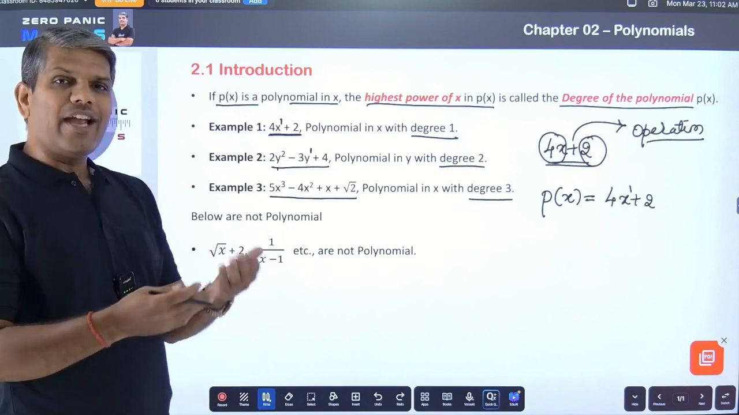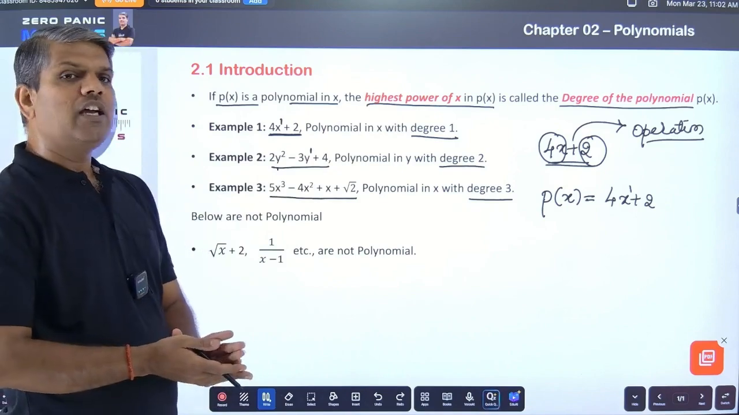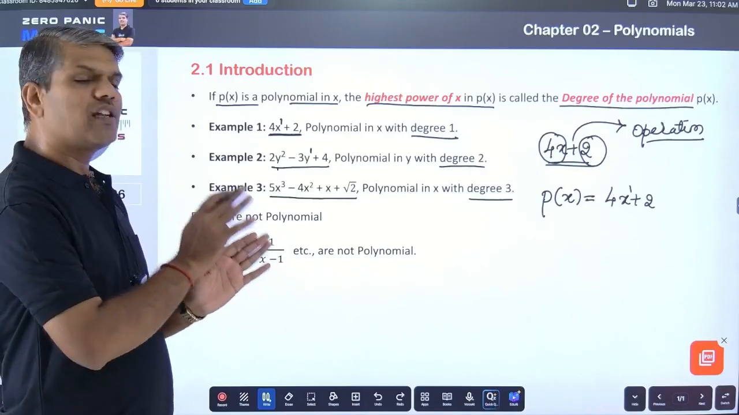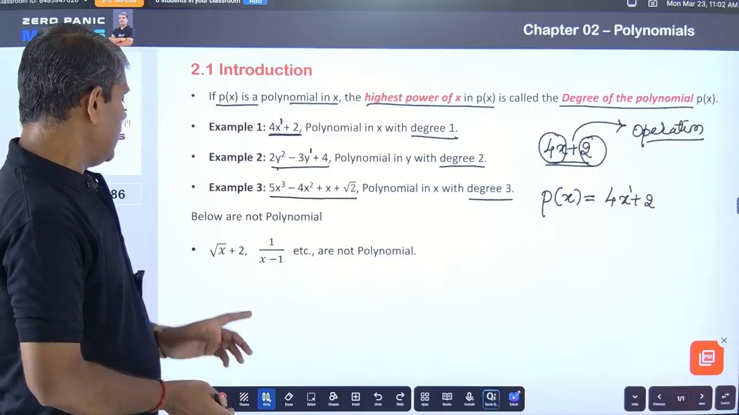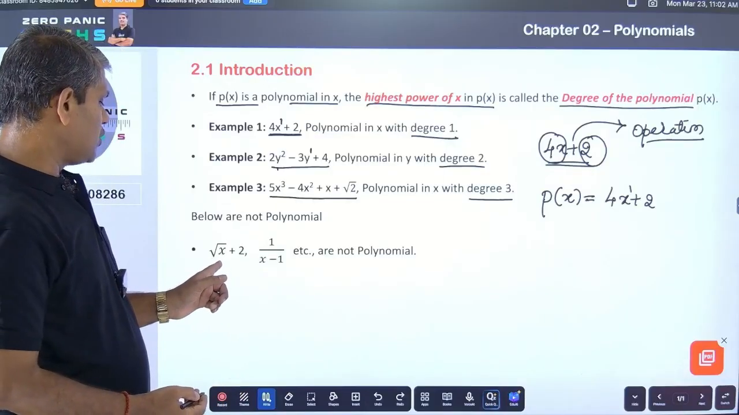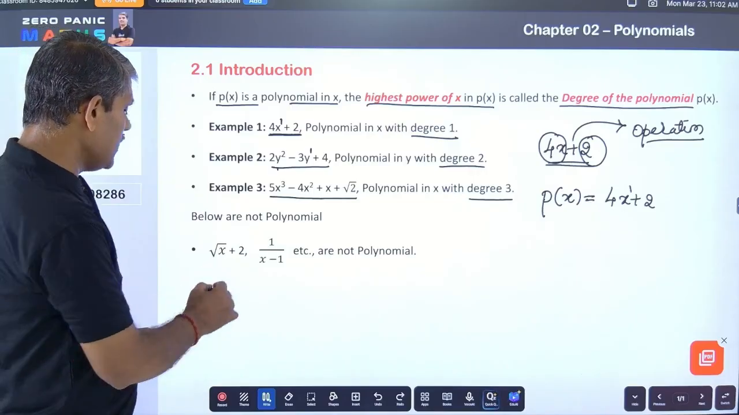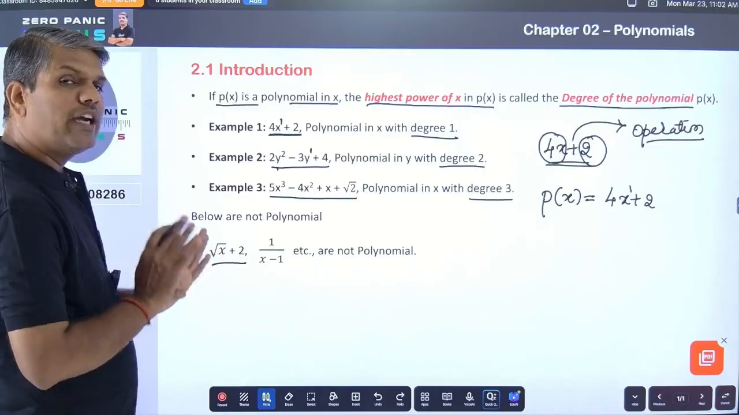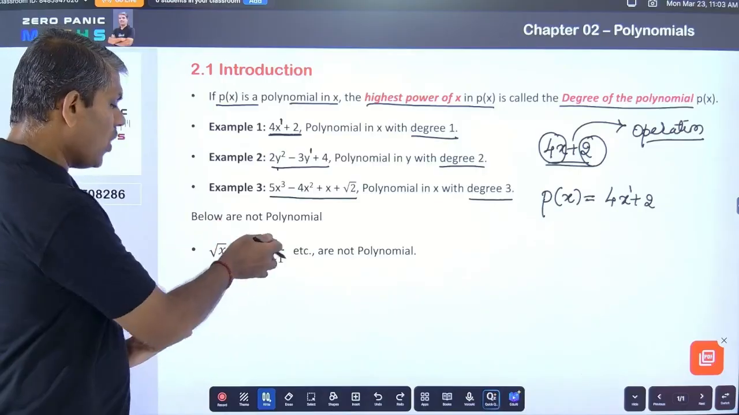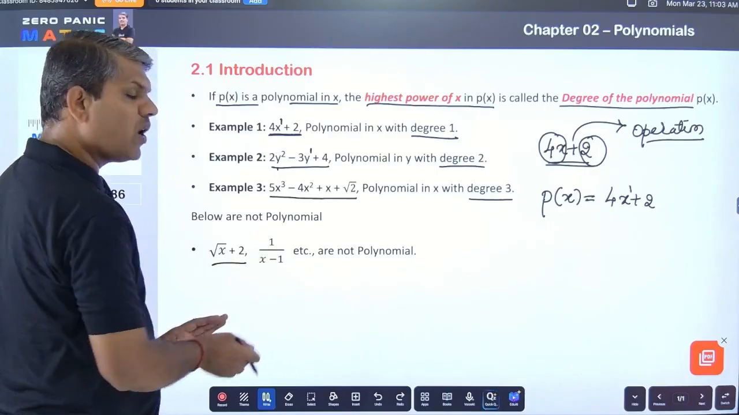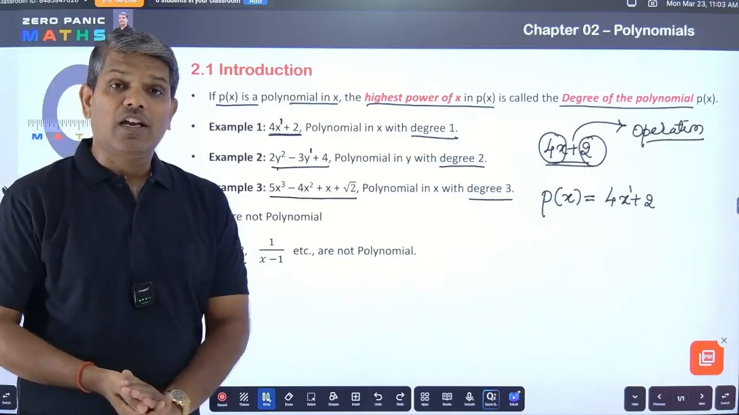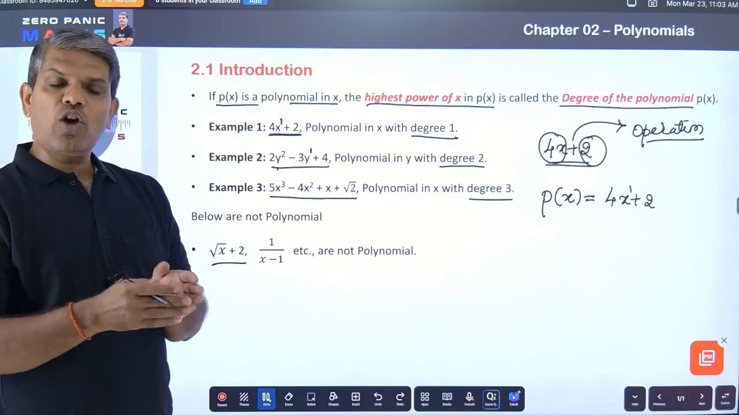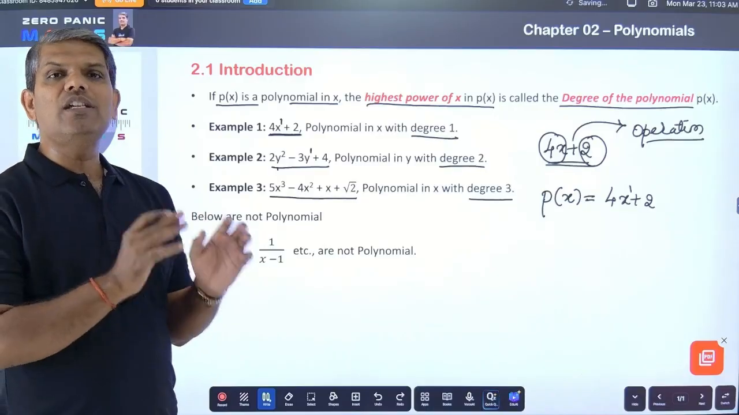Now let us look at some examples where the equations are not called polynomials and the reasons for those. I've taken two examples here. Square root of x plus 2 is not a polynomial. 1 divided by x minus 1 is not a polynomial. Now why are these not called polynomials? Because polynomials have some important features.